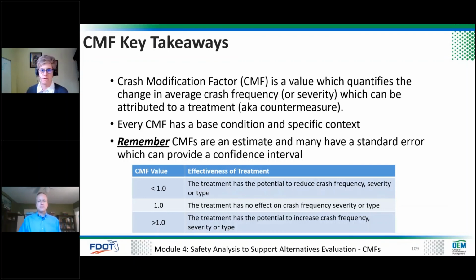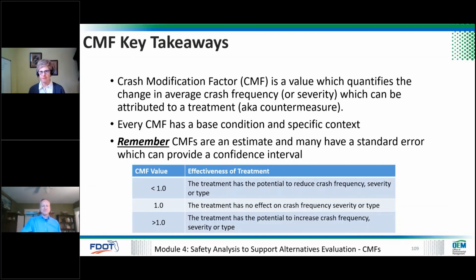All right, so takeaways. CMFs, they're multiplicative. They tell us what an average change in crash frequency or severity might be, which we can attribute to a particular treatment. And we use the word treatment and countermeasure interchangeably. You got to watch out for the base condition and the context and the crash types that the treatment and the CMF are applicable to. The devil's in the details.